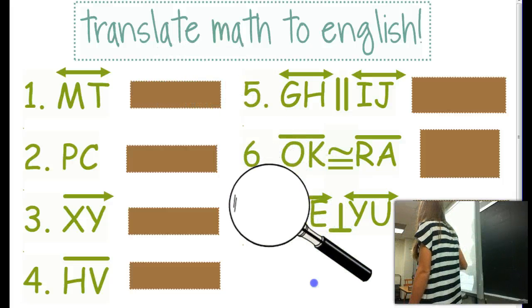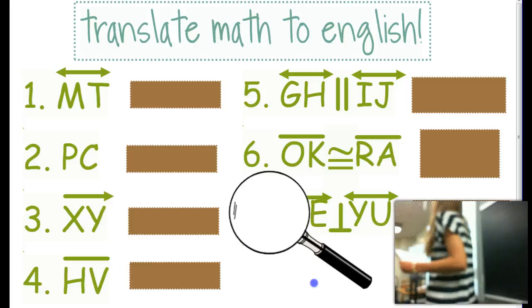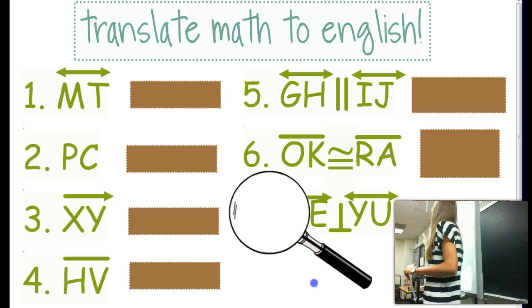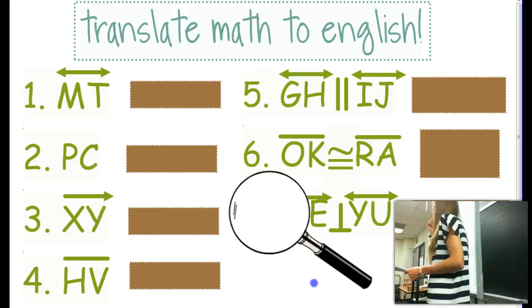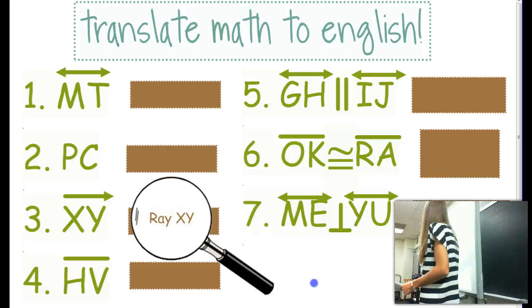We're going to skip number 2 for a second because I haven't really talked about that one. Let's do Jessica, number 3. What is that in English? Say it again. Starts with an R. Ray. Perfect. Ding, ding, ding, ding, ding.